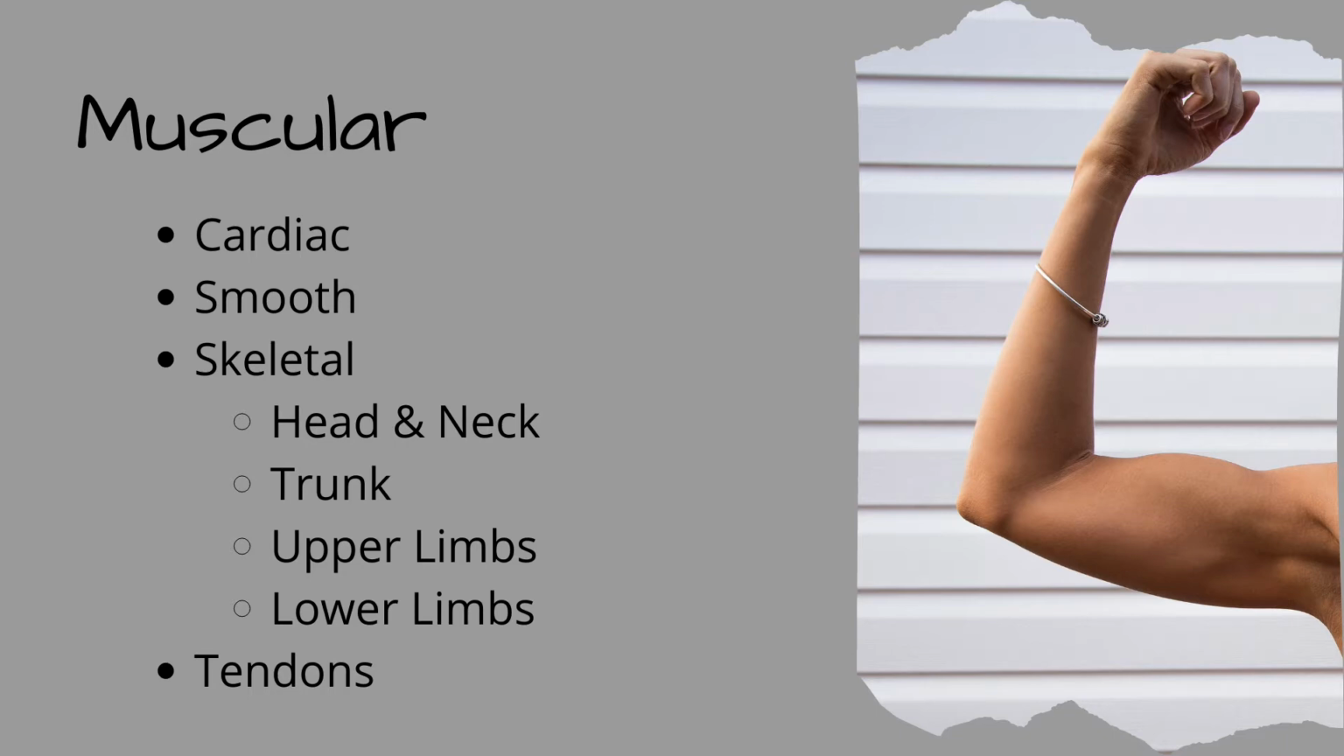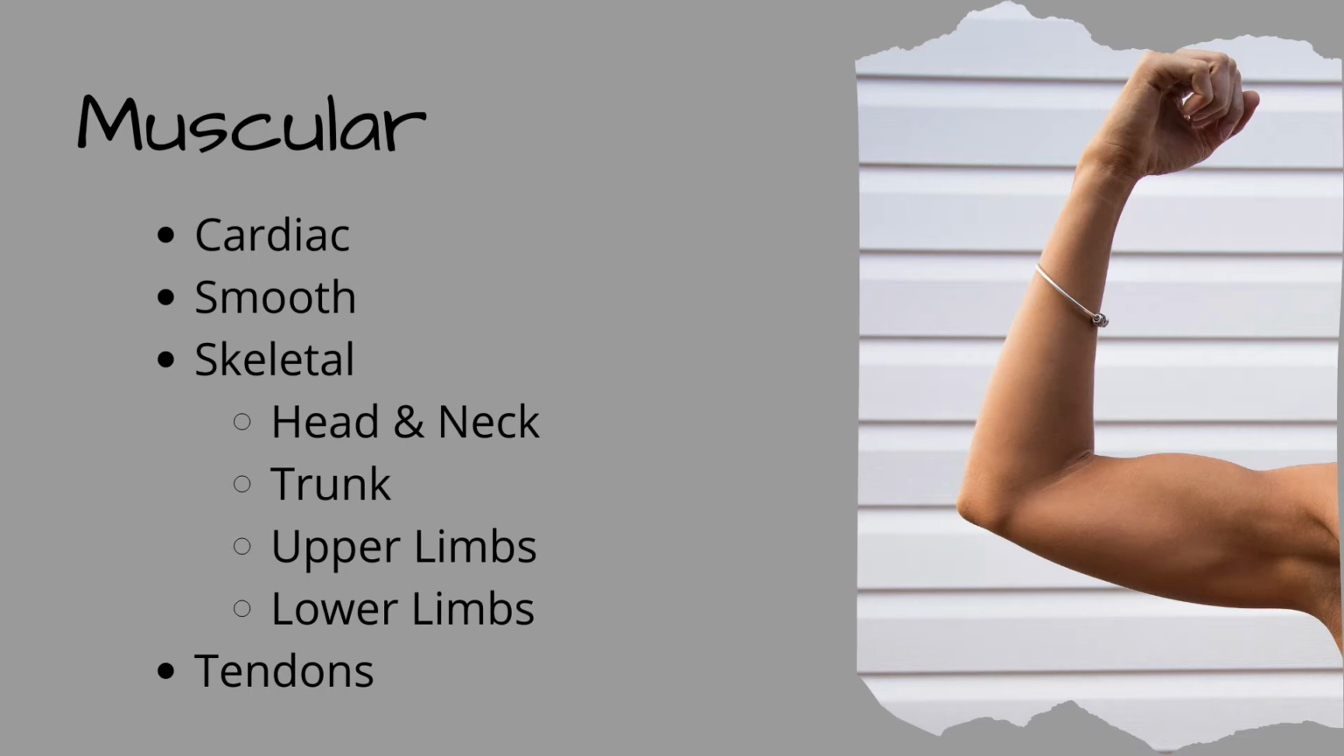So for the muscular part of it, this includes our cardiac muscles, and these form the muscular layer of our heart. Smooth muscle comprises the wall of the blood vessels and our hollow organs. Skeletal muscles attach to the bones and provide our voluntary movement. Some of these include our head and neck muscles, like our face, the tongue, and the larynx.